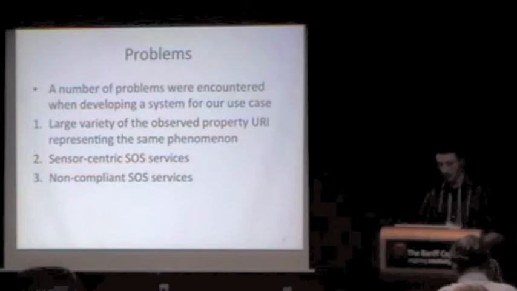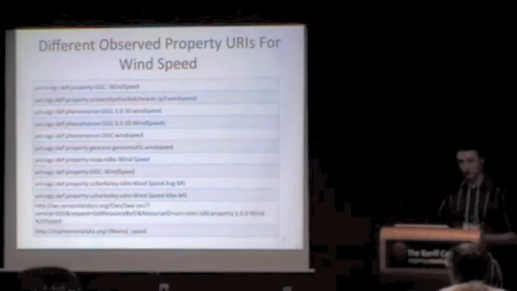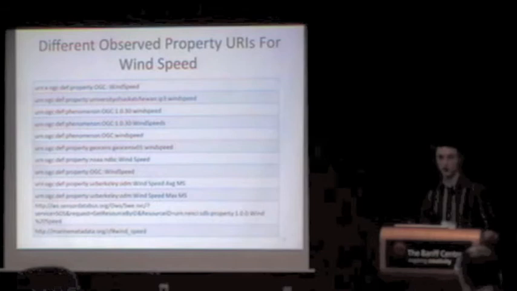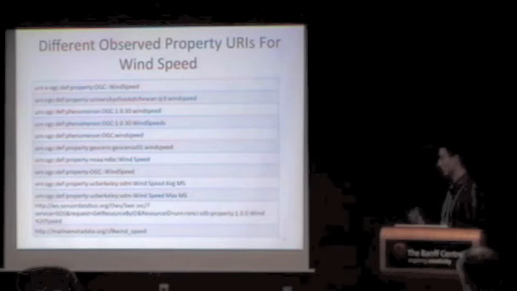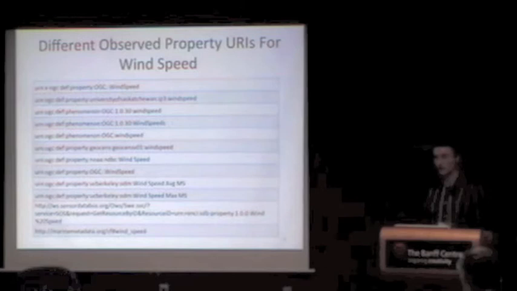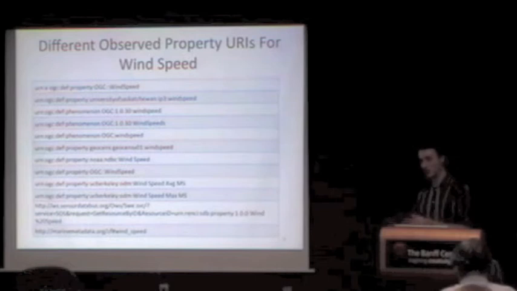Let me explain about number one and number two. When I say we have different observed property URIs, it's that when you actually want to get data for wind speed, we have to look at the observed property. And that's defined generally with just a URN, some kind of name. The problem is that there's a lot of variety here, and you pretty much have to apply some kind of algorithm or parsing to figure out what it actually means. And then you get into the semantic debate of what is wind speed versus average wind speed versus wind speed meters per second. It gets quite tricky quite quickly. So this is one of the problems we immediately ran into.